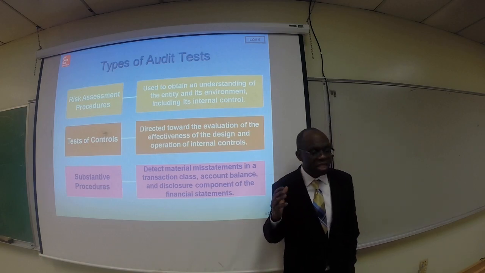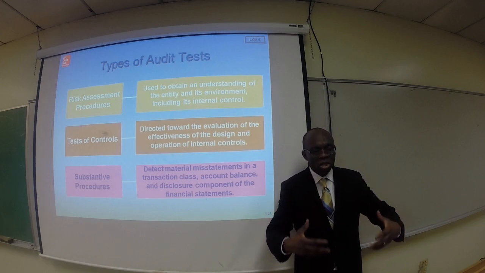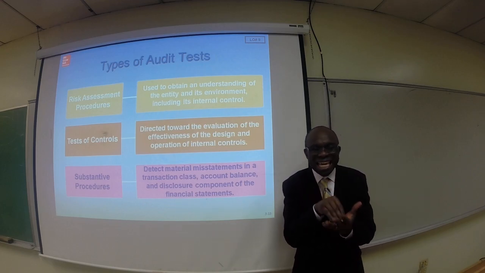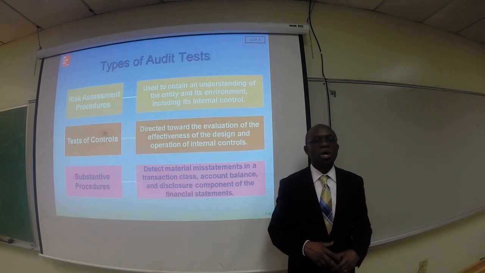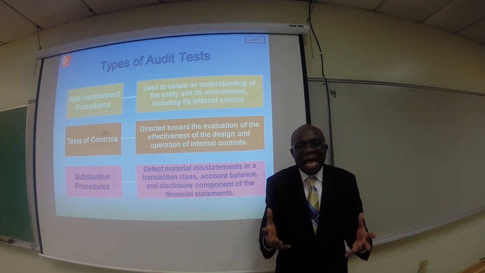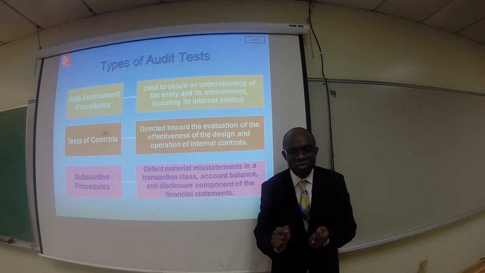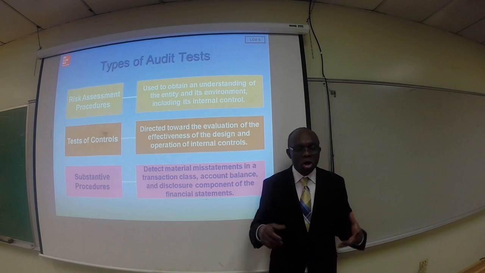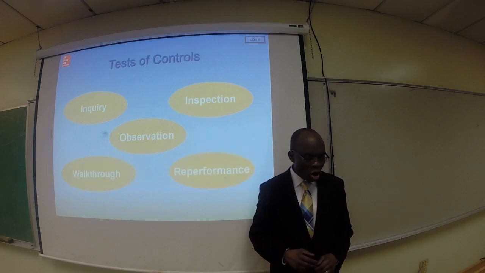And the third one is substantive procedures. Those are the procedures or tests that the auditor performs in order to detect material misstatement in individual accounts, for example, accounts receivable or rent expense. The question is, is that account materially misstated? How do you know? Of course, you have to roll up your sleeves and do a lot of testing to make sure that those accounts are not materially misstated. Those tests that you perform are called substantive procedures. So those are the three types of tests.